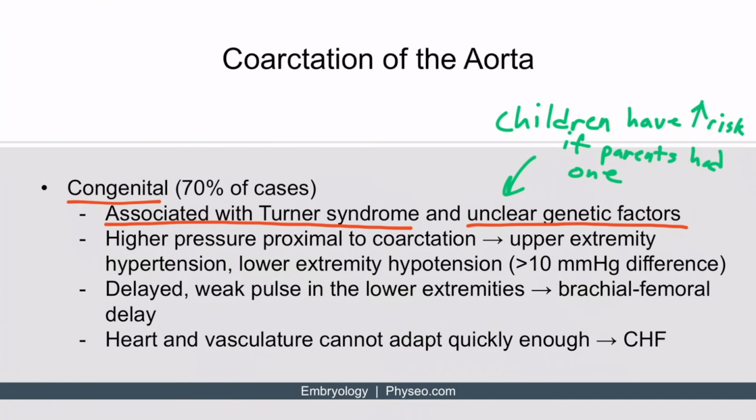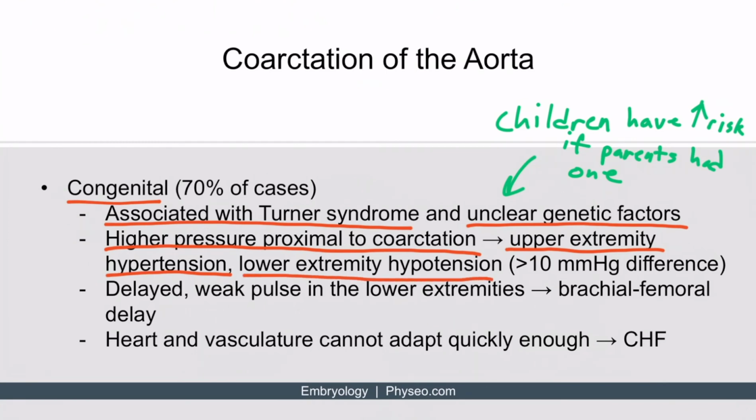The next point is that there's higher pressure proximal to the coarctation. And since coarctations usually occur distal to the right and left subclavian arteries, which supply both upper extremities with oxygenated blood, then the upper extremities will have higher pressure. In other words, there will be upper extremity hypertension. Conversely, the lower extremities will experience hypotension.